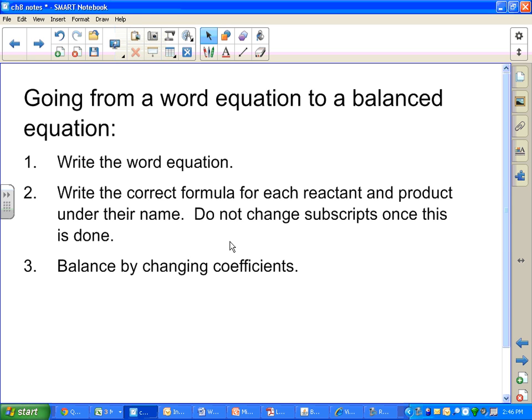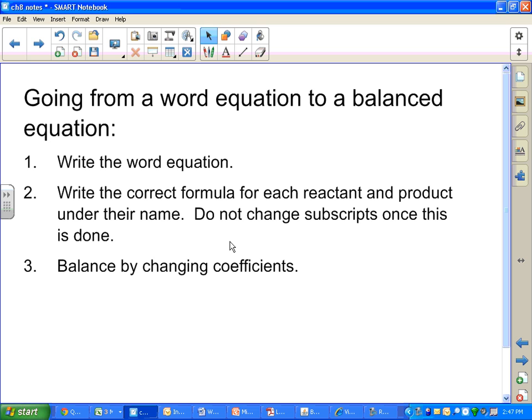I'm going to show you how to go from a word equation to a balanced chemical equation. You've already worked on balancing chemical equations, so this just adds one more step at the beginning. Write the word equation, and then after you have the word equation, put down the correct formula for each reactant and product under the name.